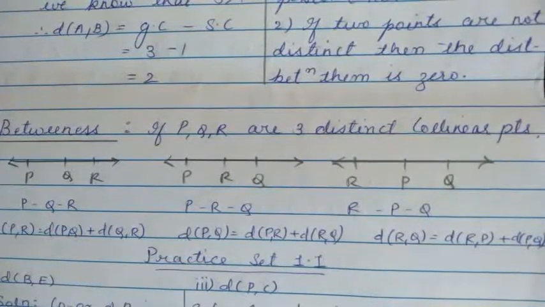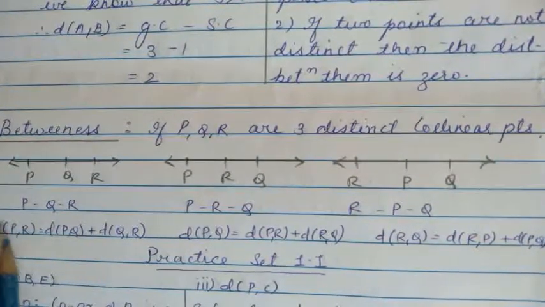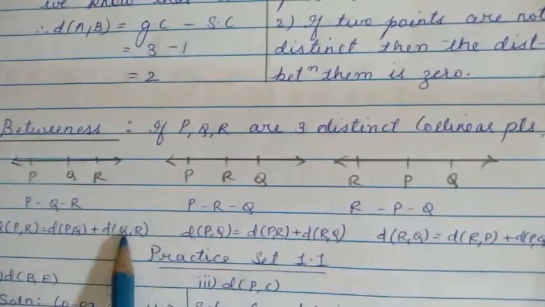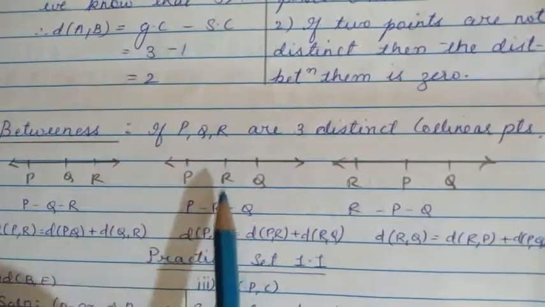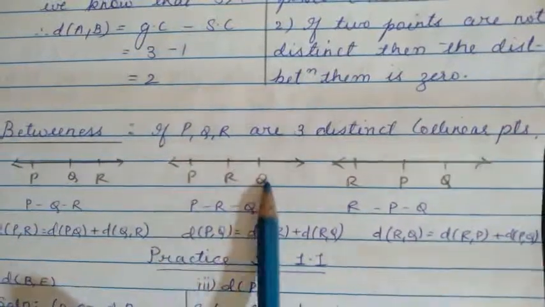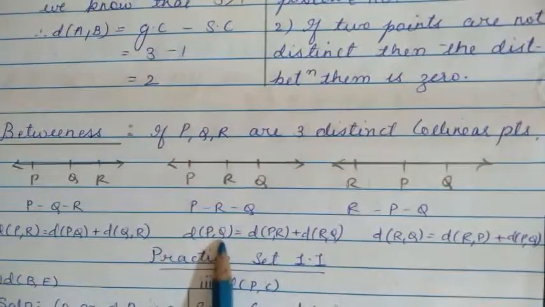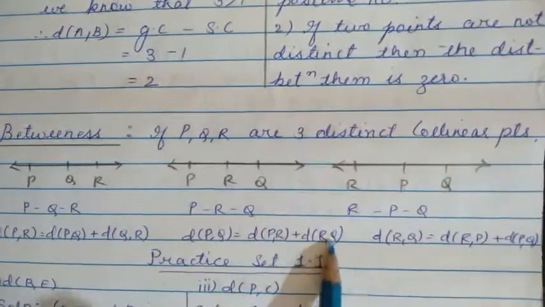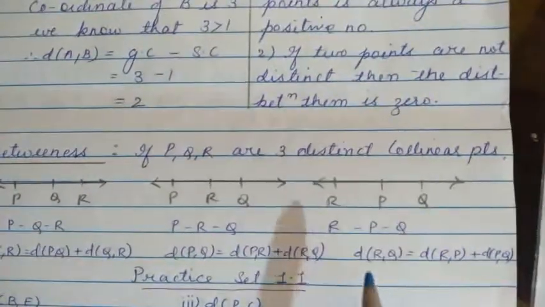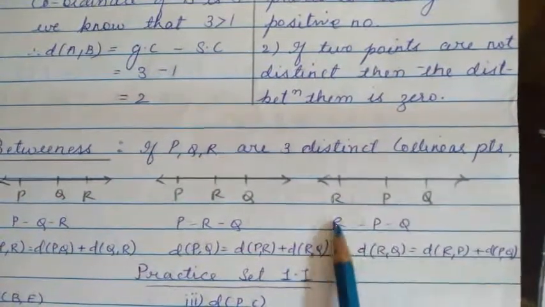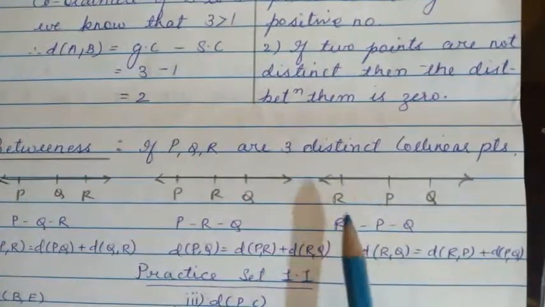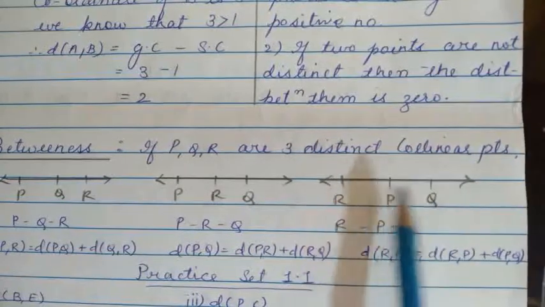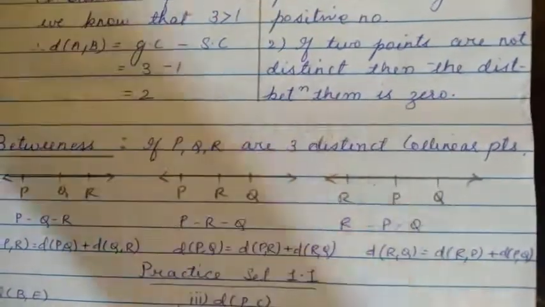Further, we can write this as distance PR is equal to distance PQ plus distance QR. Also, if point R is in between P and Q, then we can write distance PQ is equal to distance PR plus distance RQ. And the third possibility, if point P is between R and Q, then we can write distance RP plus distance PQ is equal to distance RQ, as shown here.